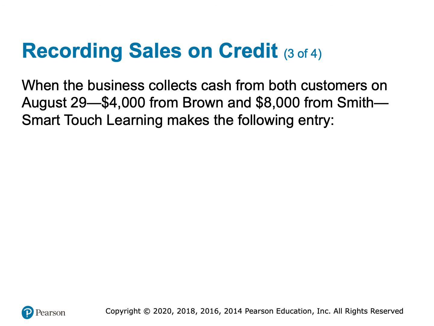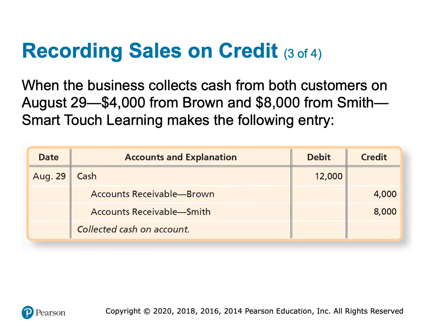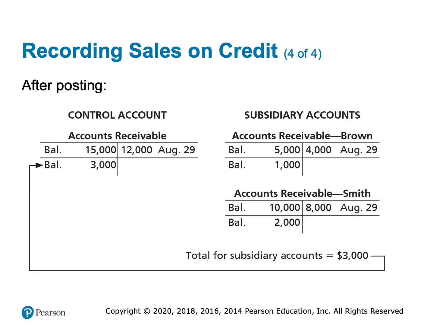So here when the customers pay me, so customer Brown pays me 4,000, customer Smith pays me 8,000, I want to debit cash and credit their separate accounts receivable accounts. So you could do these in two separate entries, or you could do it in one like we did here. As long as debits equal credits, we can do it in one entry. So I debited cash for 12,000 and then I credited each one of their accounts receivable accounts separately. So now when I post this, I see that now customer Brown owes me $1,000, customer Smith owes me $2,000. So in total, accounts receivable is $3,000.